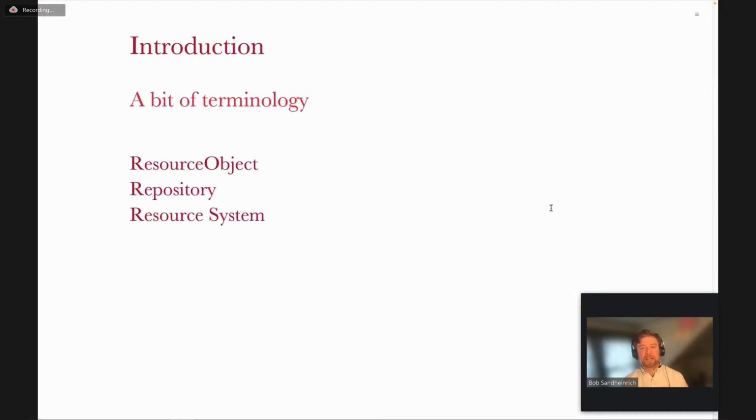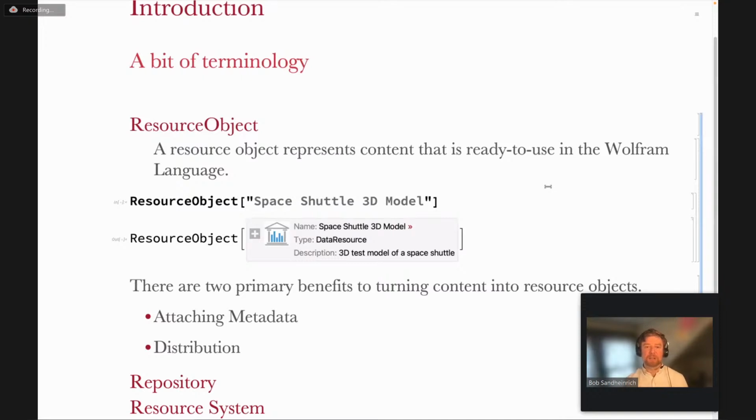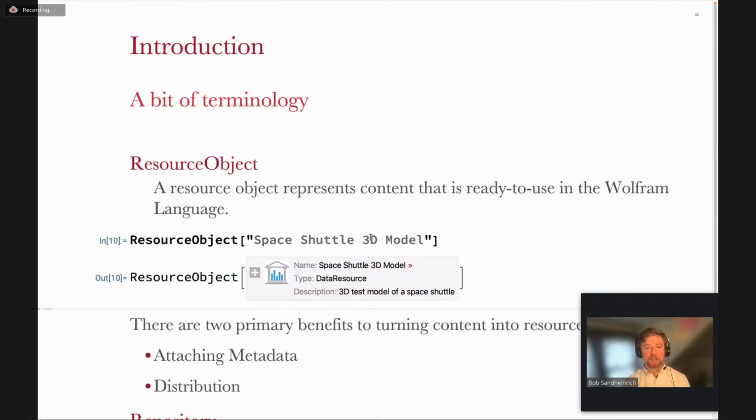A bit of terminology, because I'm going to be saying these words a lot. So if you don't know what they mean, you'll kind of be lost. So I want to get that out of the way. A resource object is a symbolic representation of some content that is made for the Wolfram language. So here's an example of a resource object.